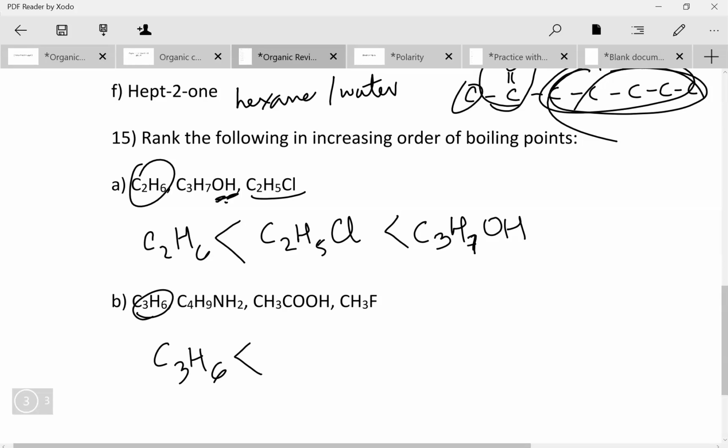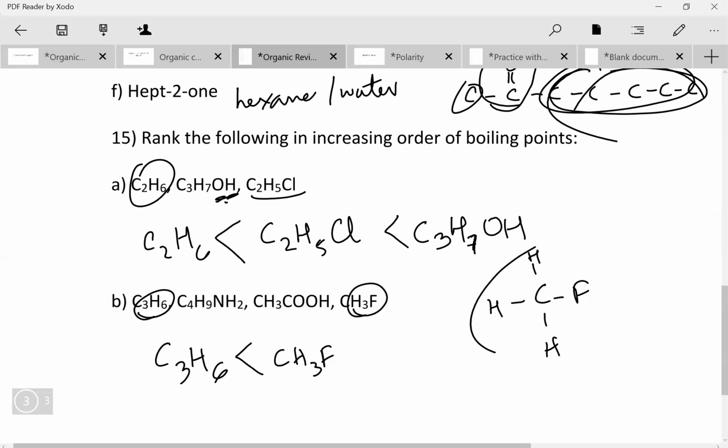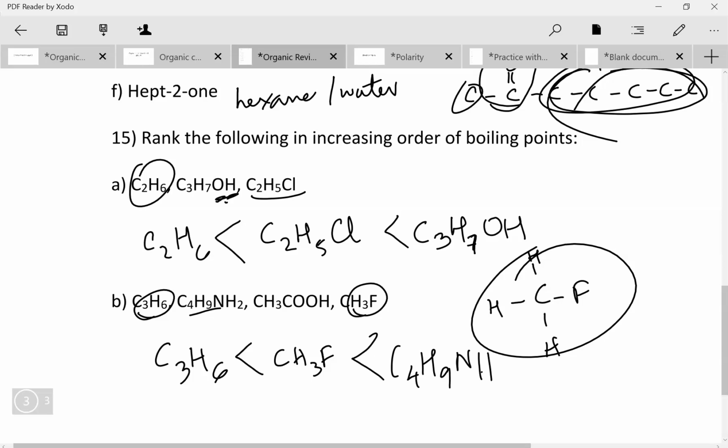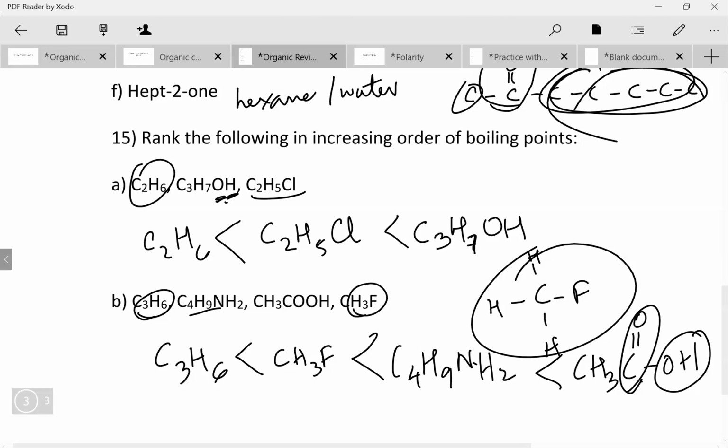C3H6, nonpolar. Then you have CH3F, which is a regular polar, not special, because remember this has a CF bond. There are no HF bonds in CH3F, even though they appear next to each other. This is what CH3F looks like. And next we have C4H9NH2, because this is a special hydrogen bond. It has the NH bond. And then we have CH3C double bond OOH, because this has a special H bond, plus it has a polar part, so it's kind of like double the effect, and therefore it will be the highest boiling point.